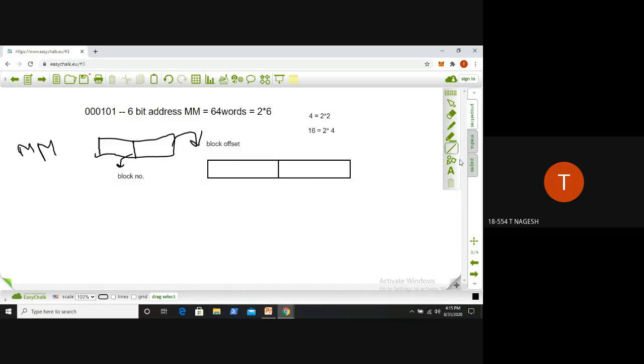Here, if I have to write the block offset, what are all the values I can put here? I can put 00, 01, and so on. So this is how I can put them.